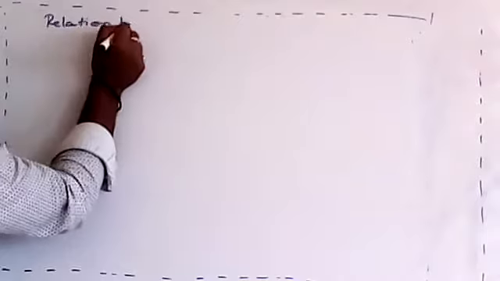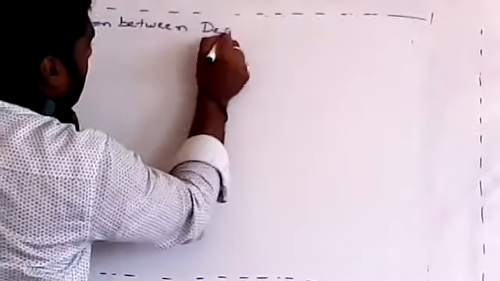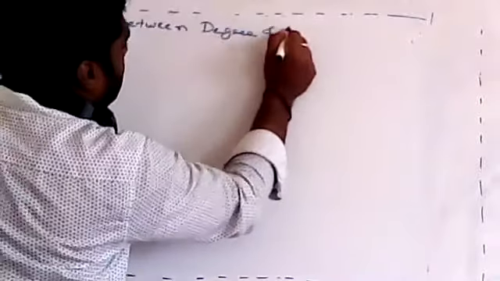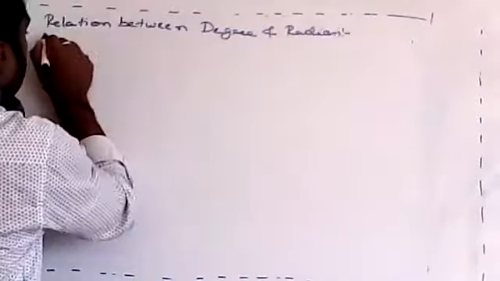So now we move on to the relation between degree and radian. Okay, can anyone tell me what is the circumference formula? Circumference of the circle formula.